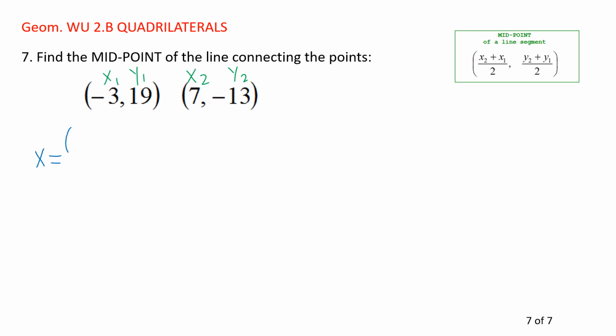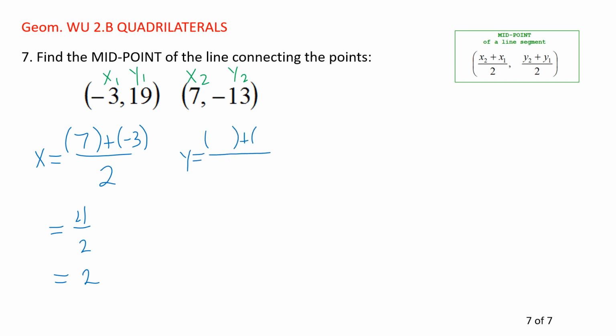Add your x's. It's x plus x divided by 2. Well, it's a 7 and a -3. That's 4 over 2, which is 2. It's y plus y divided by 2. The coordinates of the midpoint, 2, 3.